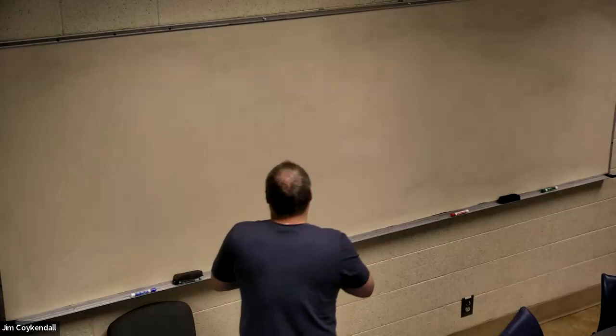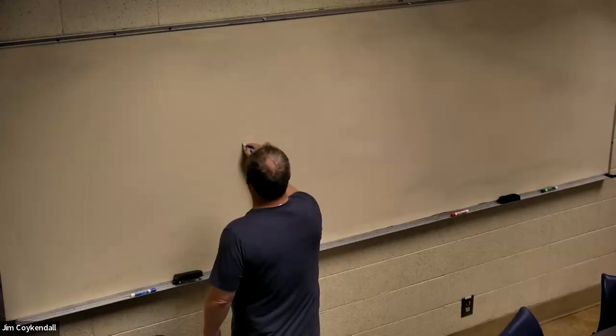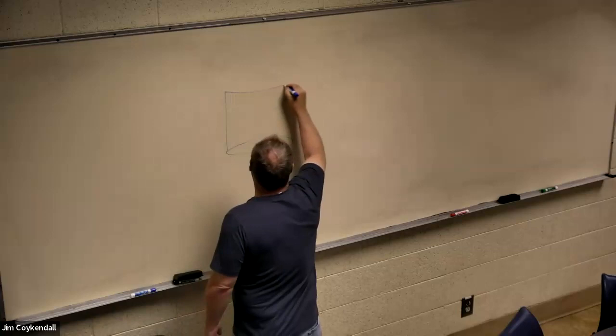So, what do we have in this problem? This is differentials. We're using this to estimate the amount of paint that goes on the silo, right? What do we know about the silo? 60. Okay, 60 feet tall, right?